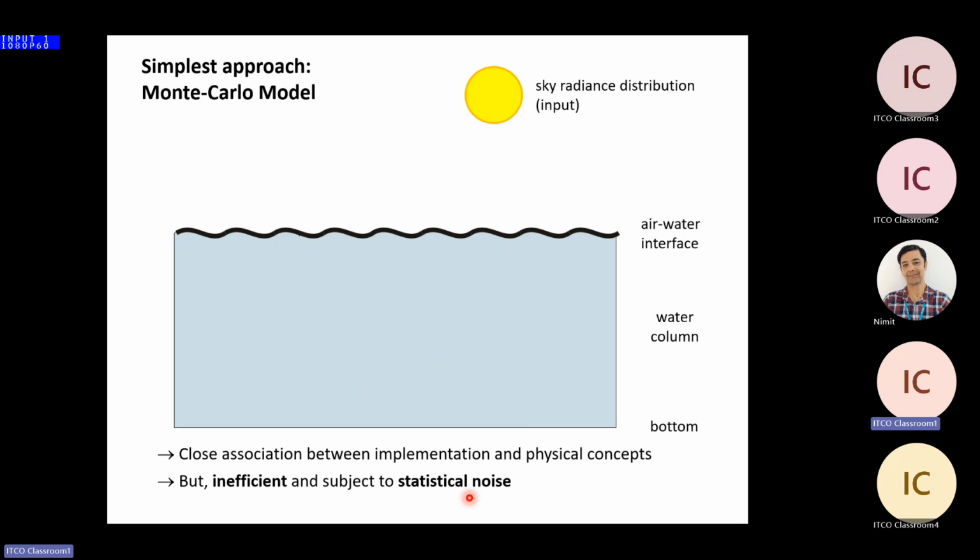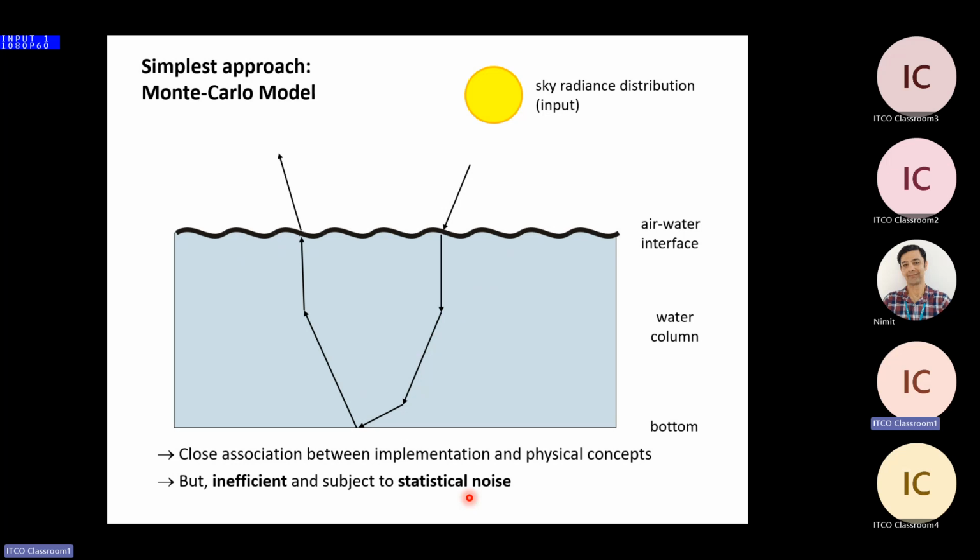Well, the simplest way to do this is a Monte Carlo model, which I'm sure you guys have heard about. In this, what we do is very similar to the way I just described the problem: we trace rays through the water. In our code, we have a big loop, and in the loop we first generate a ray, and a ray is usually best considered as a package of energy.